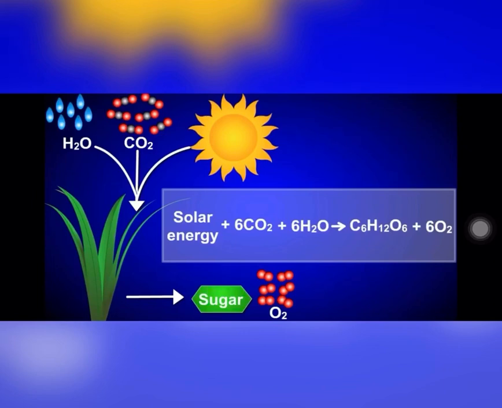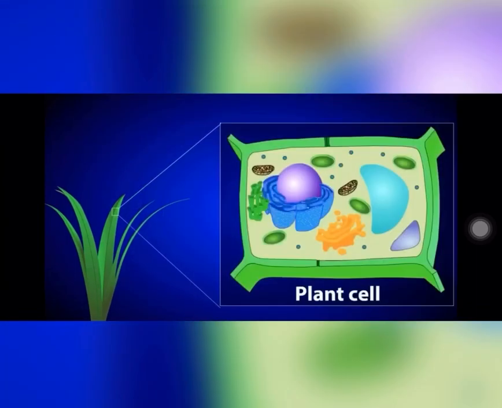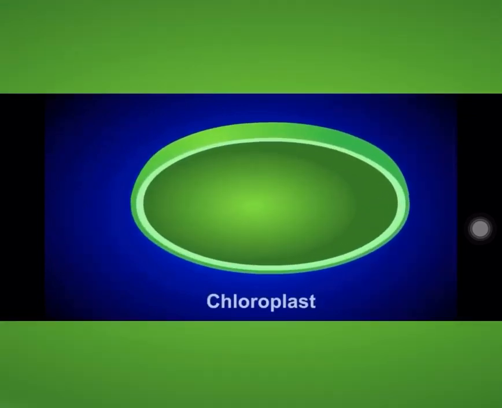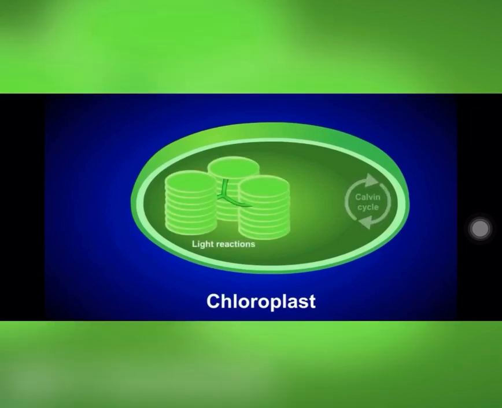To better understand the reactions of photosynthesis, take a closer look at this plant. If we zoom in on the photosynthetic plant cell, we can see the chloroplast, where the reactions of photosynthesis occur. Let's zoom in on this chloroplast to get a closer look. Photosynthesis consists of two primary steps: the light reactions and the Calvin cycle reactions. Both steps occur within the chloroplast.